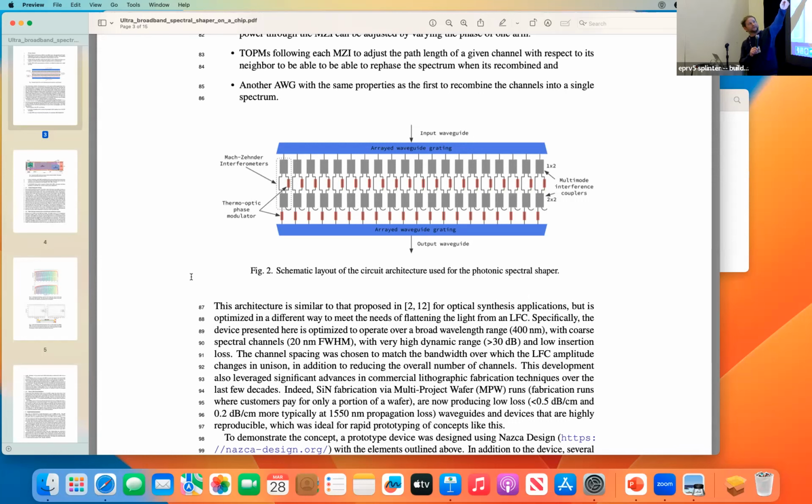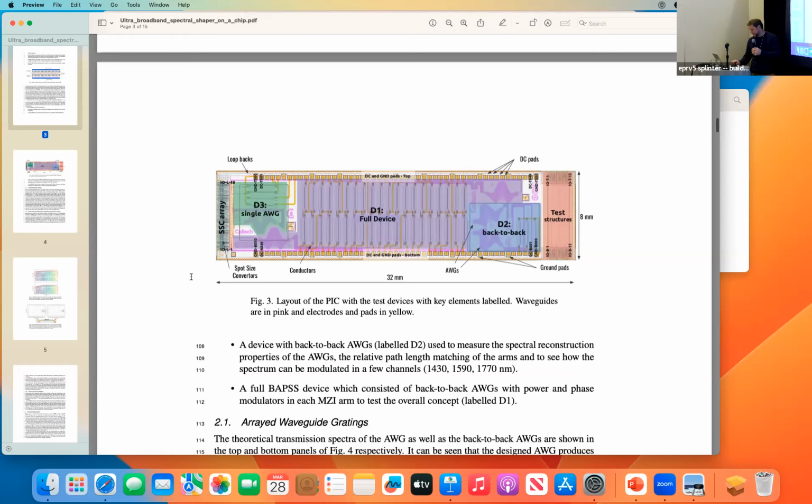Up the top, you use a photonic component called an array waveguide grating to split the light into spectral channels. Then you use Mach-Zehnder interferometers to control the amplitude per spectral channel. You put phase shifters at the end to rephase everything. And then you use a second array waveguide grating to recombine in a single output channel. So you basically created a 20 baseline interferometer. So we went ahead and built that.